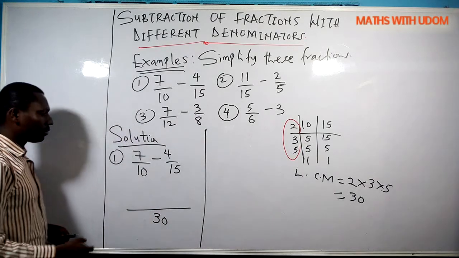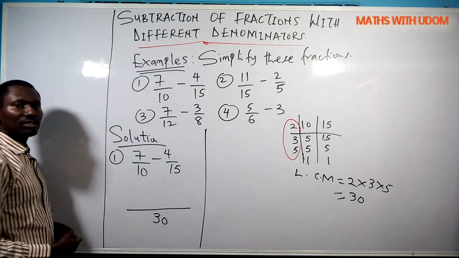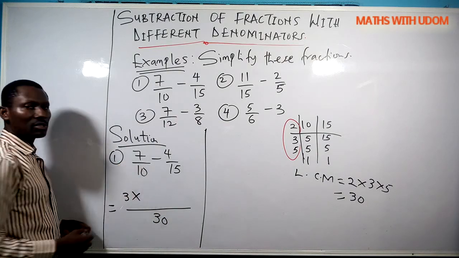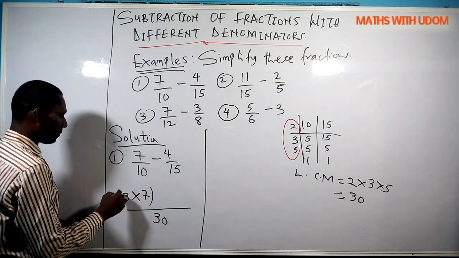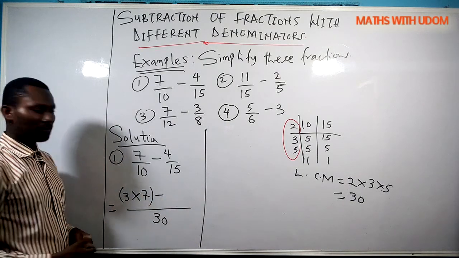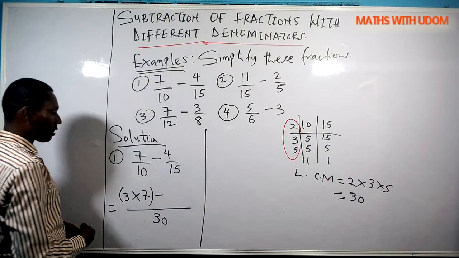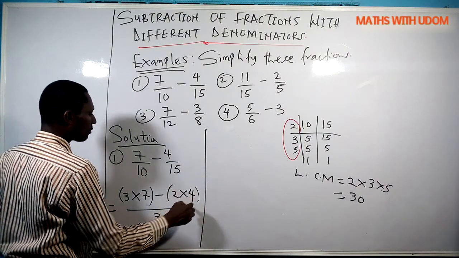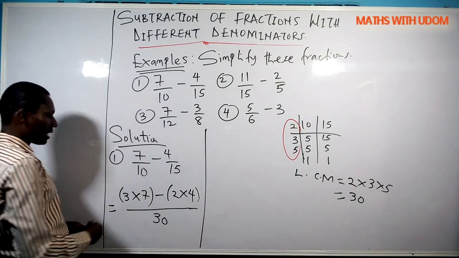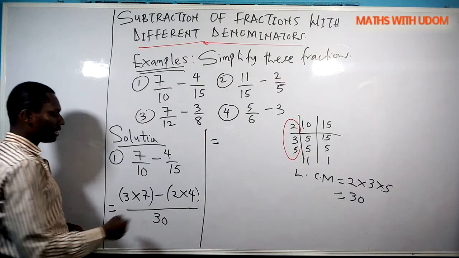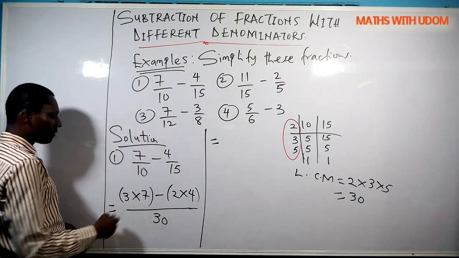So how many 10 can go in 30? 3. So 3 times our numerator 7. Minus how many 15 can go in 30? 15 in 30 is 2. So 2 times our numerator 4. Then we'll write 3 times 7. What is 3 times 7? 21.